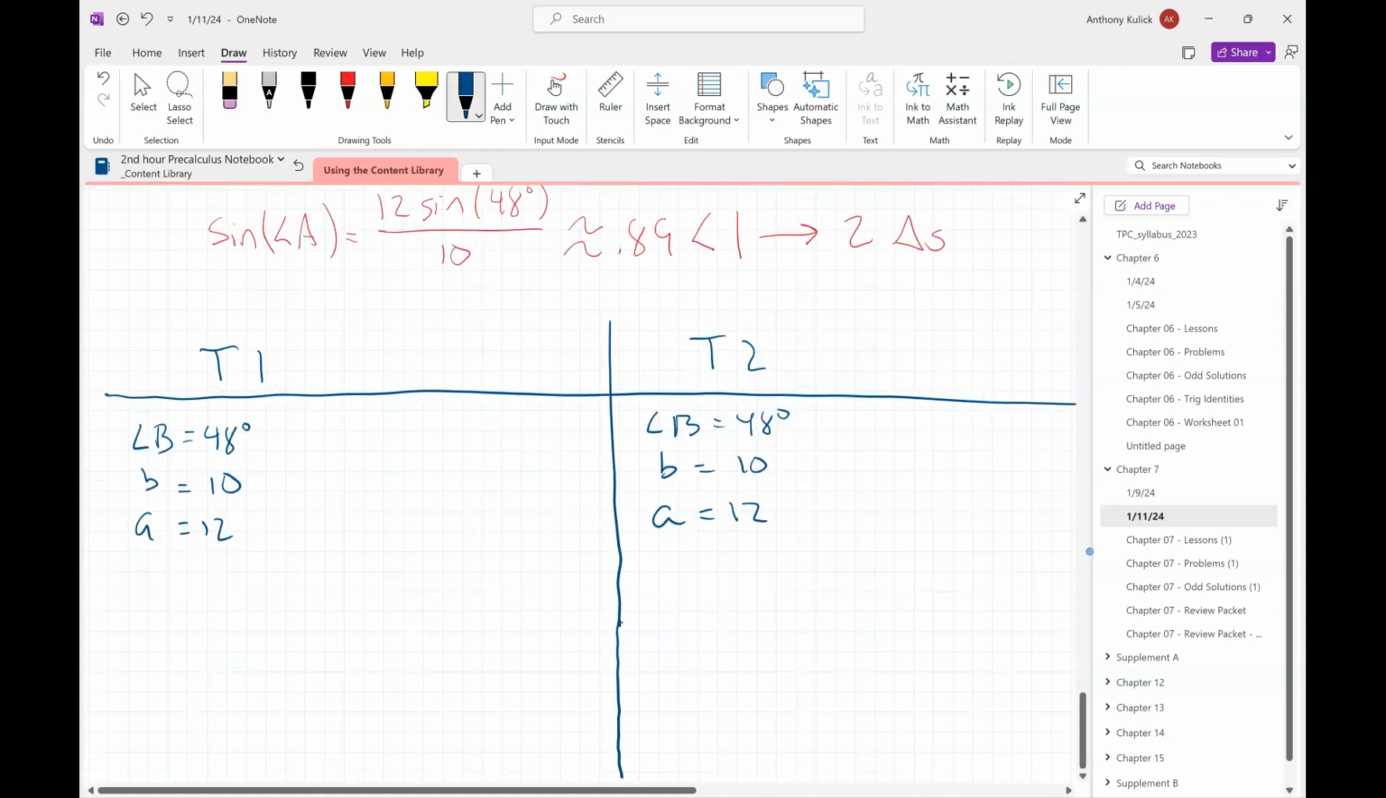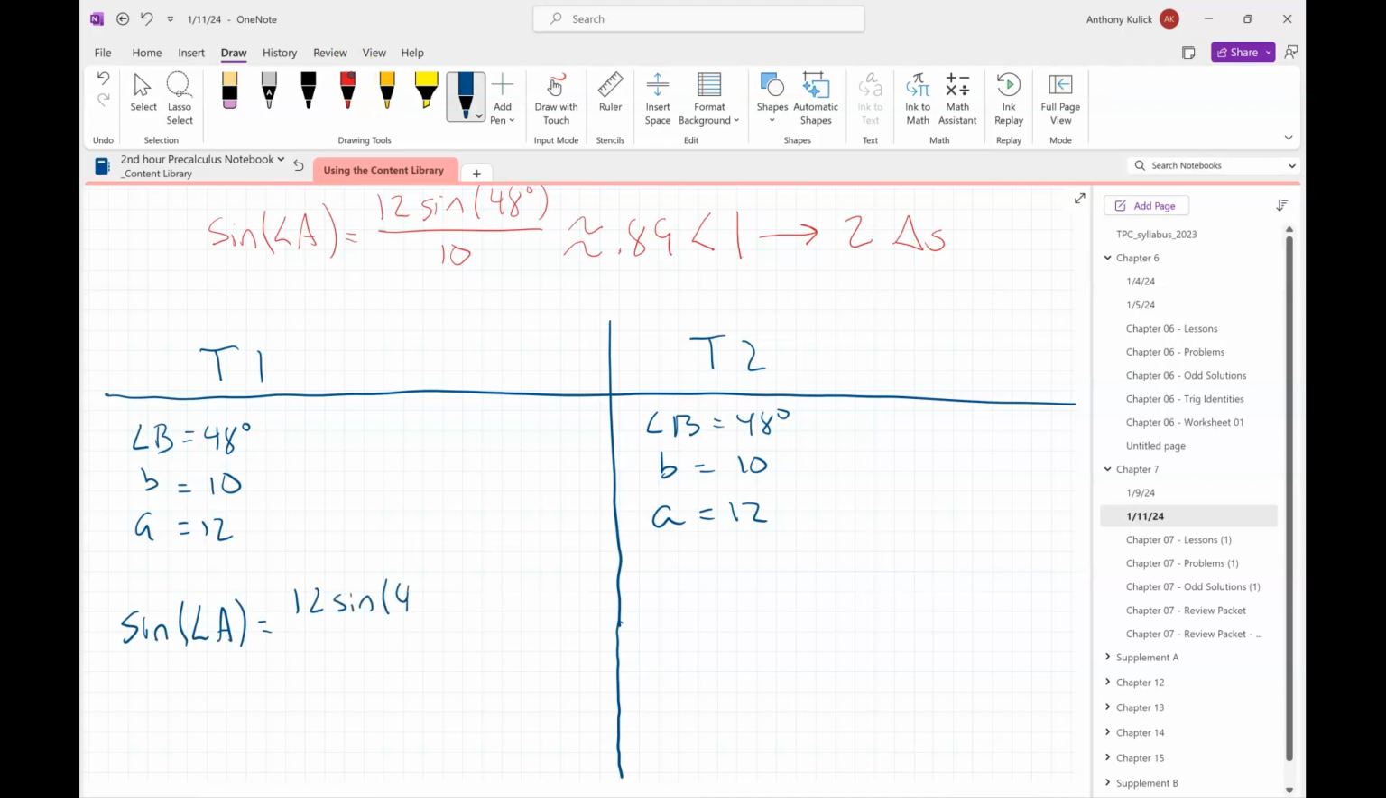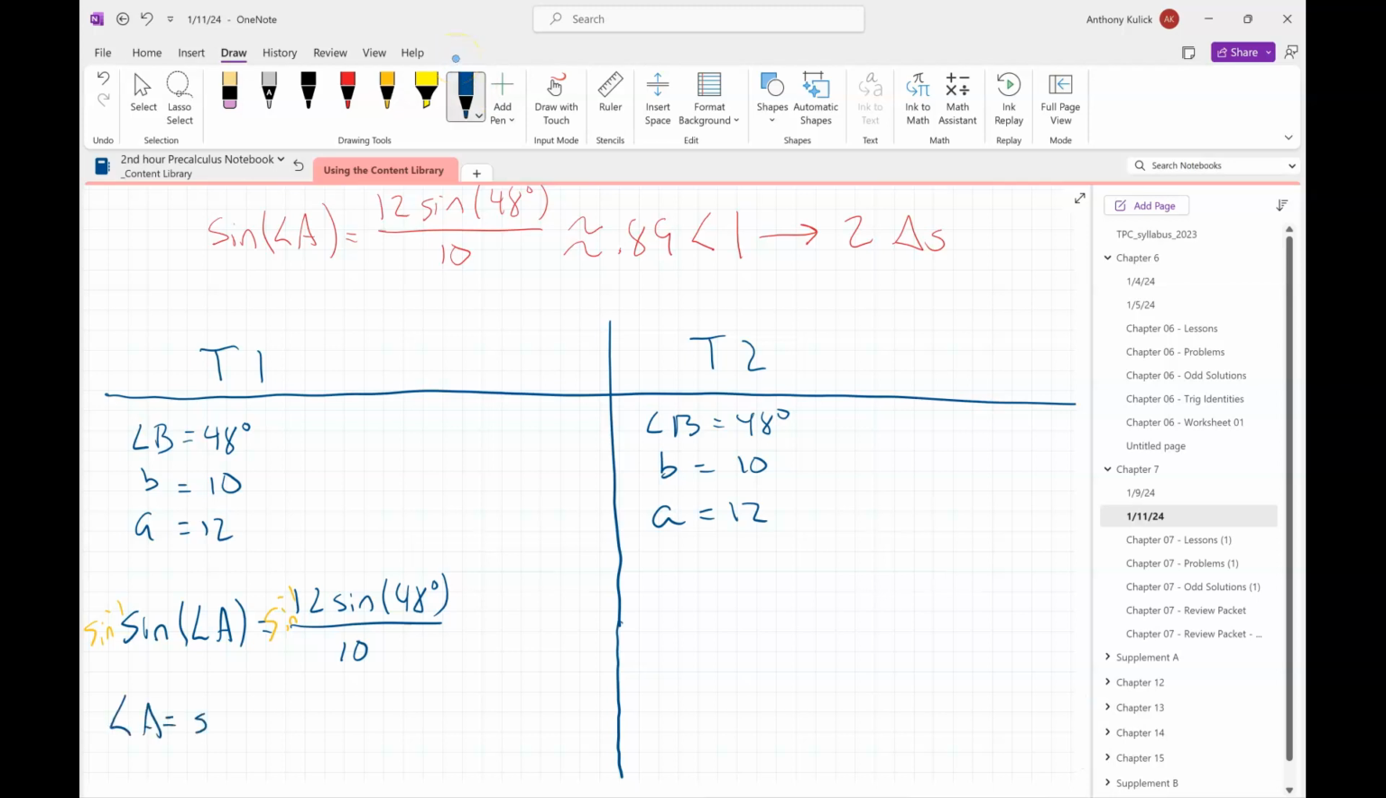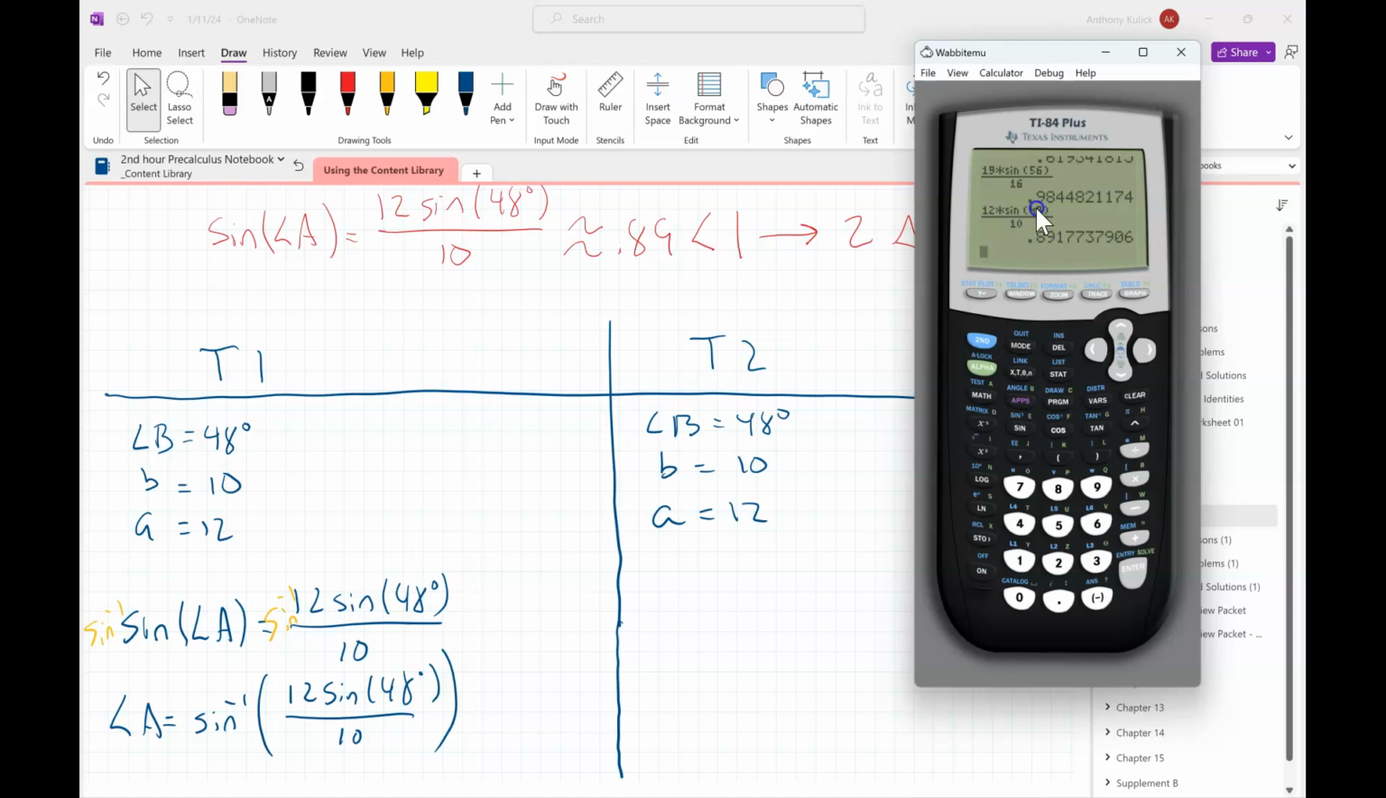So in triangle 1, I'm going to finish solving for angle A. We know that sine of angle A is 12 times sine 48 over 10. How do I get angle A by itself? I do the sine inverse of both sides, right? I'll go to my calculator. That part's already typed in, so I'm just going to do sine inverse of that answer, the 0.89, and so on. So I get 63.10.